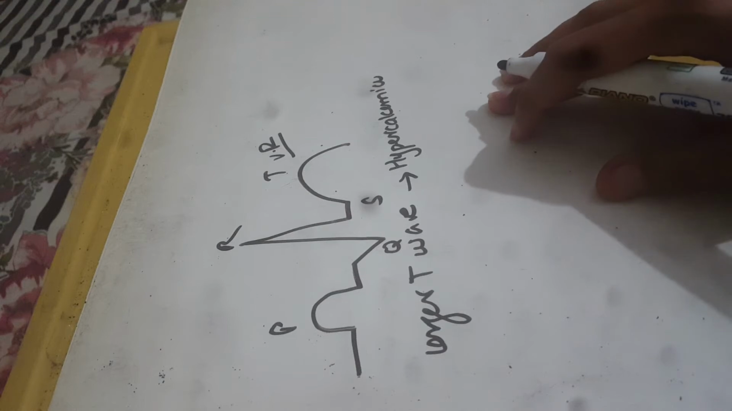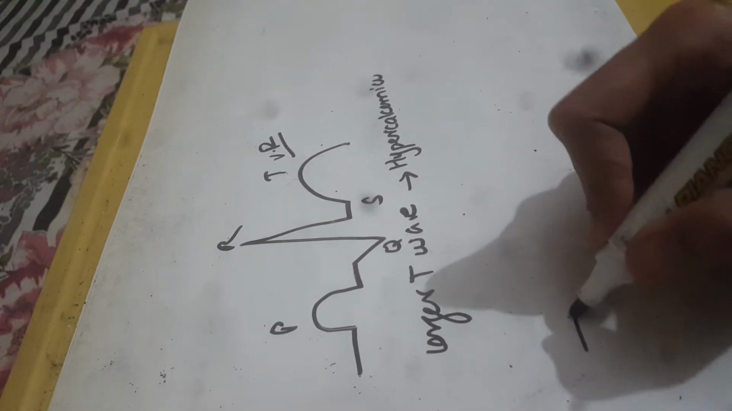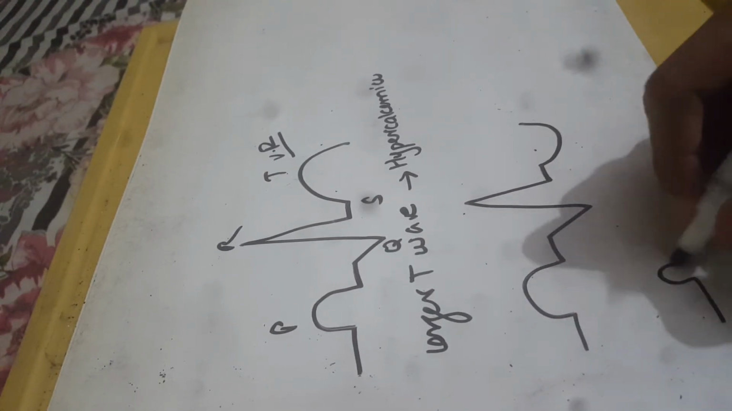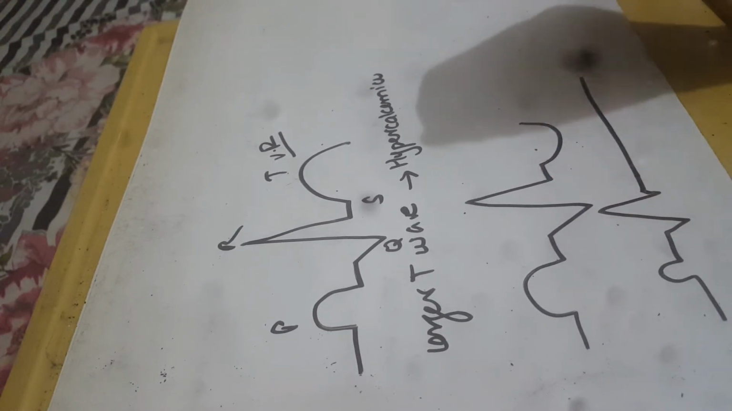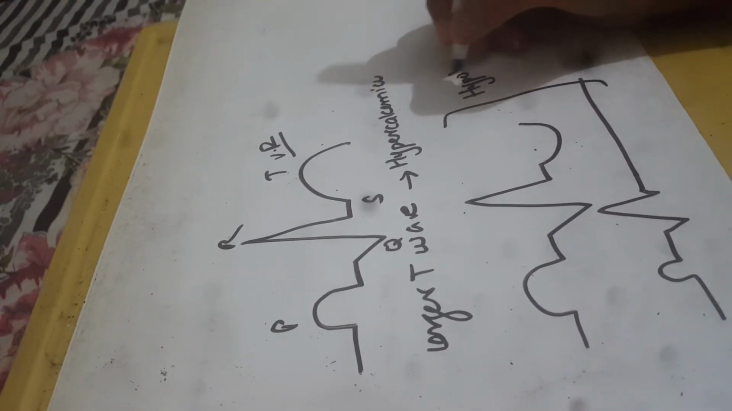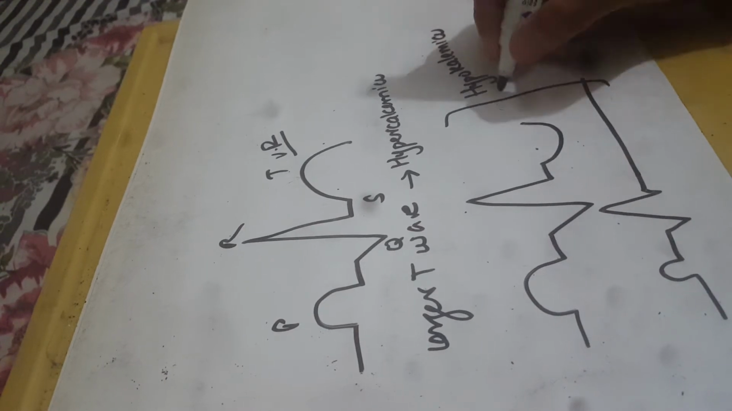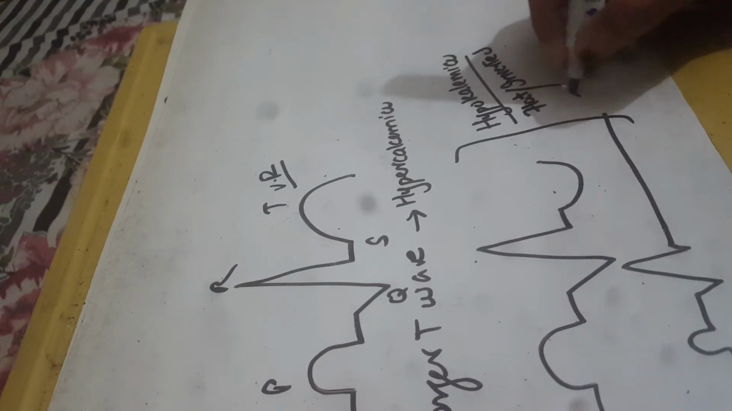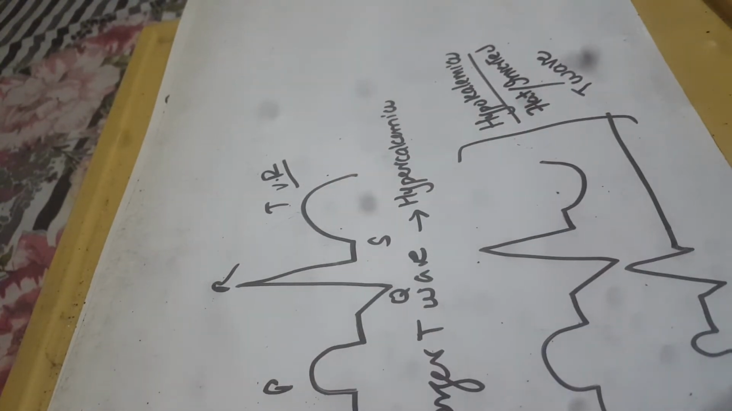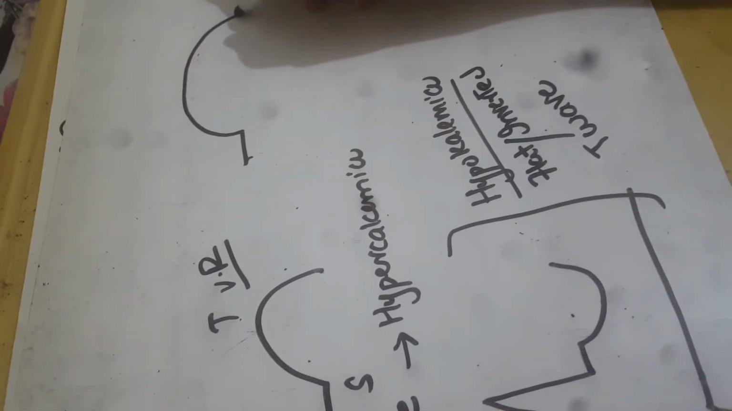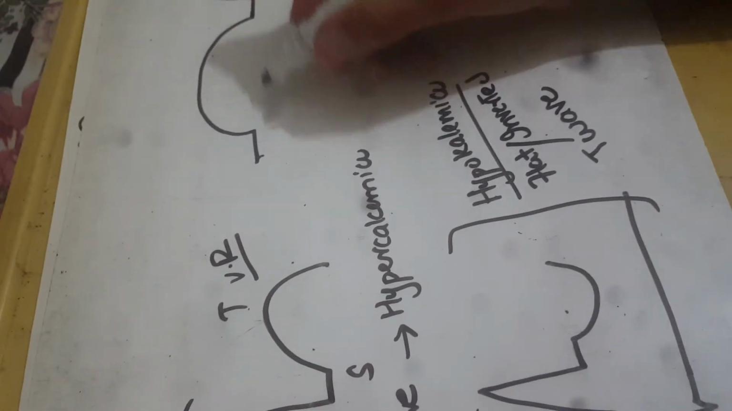And if there is a flat or inverted T wave like this or like this, what happens in this stage? There is hypokalemia. Hypokalemia. In which state? Flat or inverted T wave. That is the phase of atrial repolarization, right? If there is a prolonged PR interval, what happens if there is a prolonged PR interval? This. Prolonged PR interval.